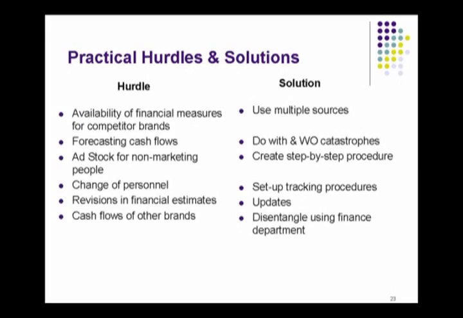Some practical hurdles. Financial measures for our competitors are not always transparent. We have a combination of mutuals as well as competitors who are embedded in other larger corporations. So we had to use multiple sources to get some of those measures. Forecasting cash flows is a function of catastrophes, so we had to do an upper and a lower bound on those cash flows. Ad stocks are not really transparent to a lot of people who are not in marketing, so we had to devise a method for explaining that. Plus, we had to set up a way of operationalizing this so that changes in personnel or changes in financial estimates could be handled pretty quickly. Plus, we had to partner with our finance department to look at the cash flows of other brands.